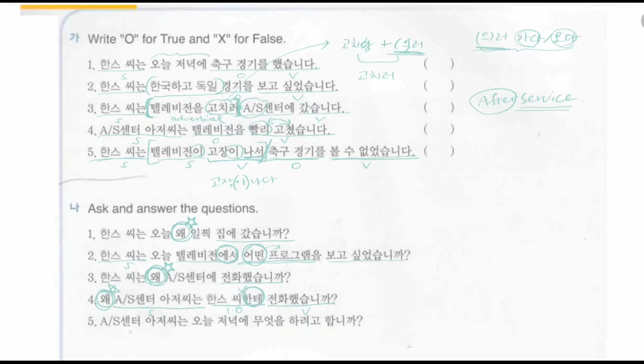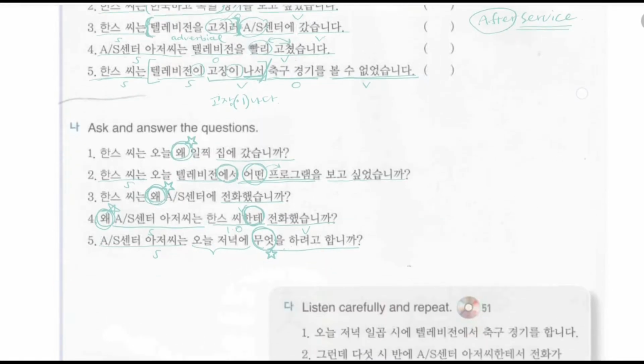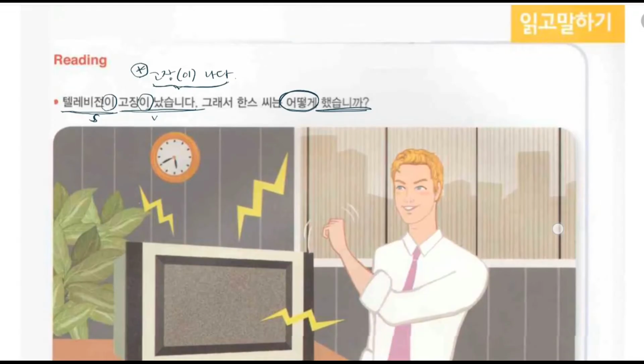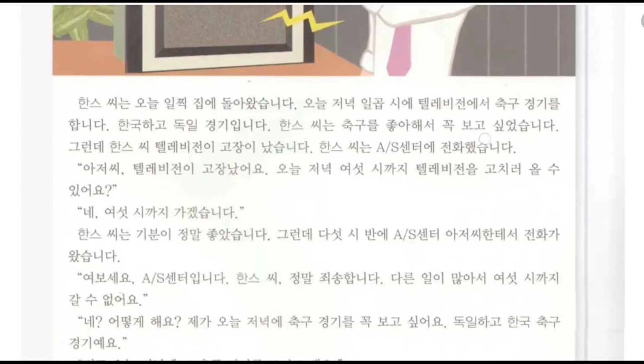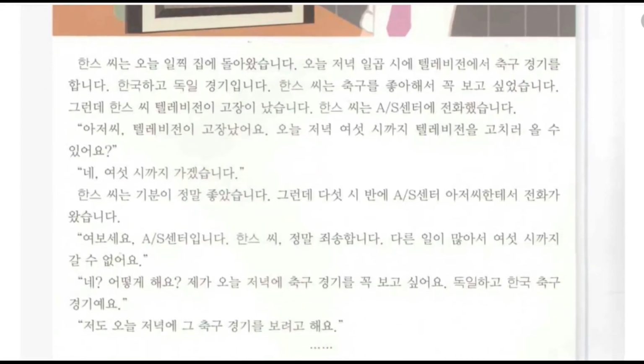5번 AS 센터 아저씨는 오늘 저녁에 무엇을 하려고 합니까? 자, AS Center man, this evening, what does he want to do? Or does he plan to do? What is he trying to do? 자, 하려고 하다 있네요. Done? 자, let's start reading now then. 자, 우리 같이 읽을까요? 같이 읽어봅시다.